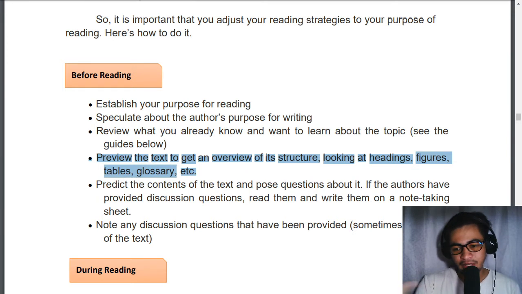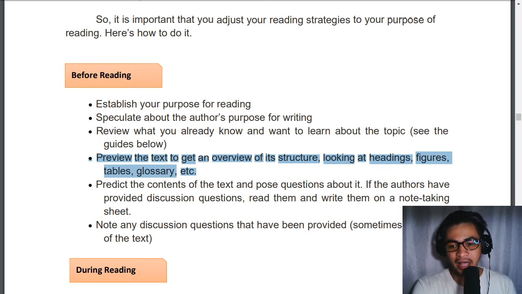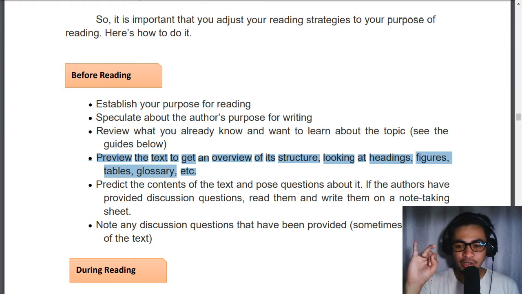You are previewing the text, you are scanning the text. It's because to get an overview of the structure, you're just getting the headings. Kung sa balita pa na headline, gikuha nimo, then figures, tables, mga graphs, and mga charts, then the glossaries, and etc. So before reading, i-check na nimo if it is legit or reliable.